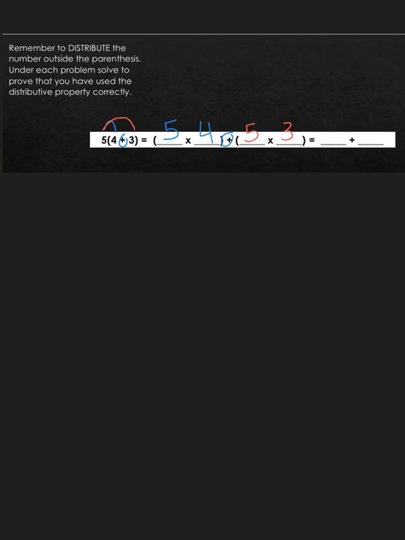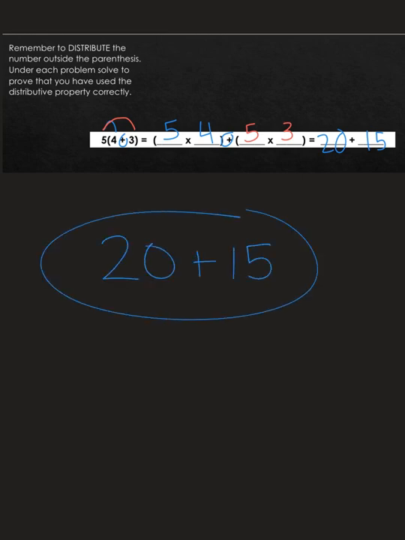Now we can do our multiplication. So 5 times 4 is 20 plus, the sign is still the same, 5 times 3, which is 15. So for this problem, our answer would be 20 plus 15 using the distributive property.